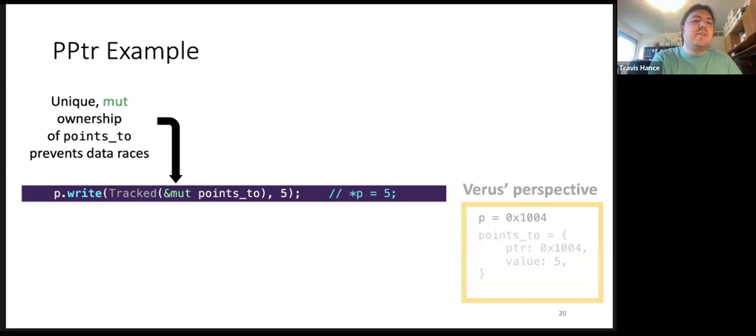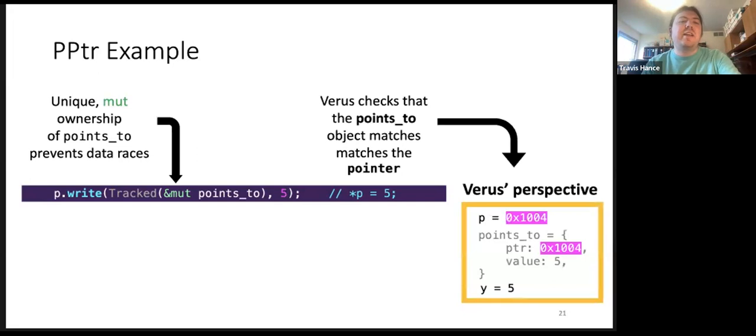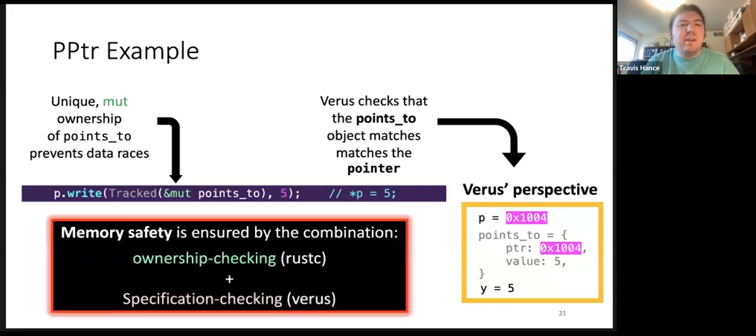However, there's also something else being checked here that's kind of happening in the background, which is that Verus is checking that the points to value actually correctly corresponds to the pointer. It checks that you're not using some other permission to some other pointer to access p. And this is obviously crucial for the whole thing to be sound. So basically, in conclusion, memory safety is actually ensured by the combination of ownership checking, which rustc does, and Verus checking that the preconditions to p.write hold.